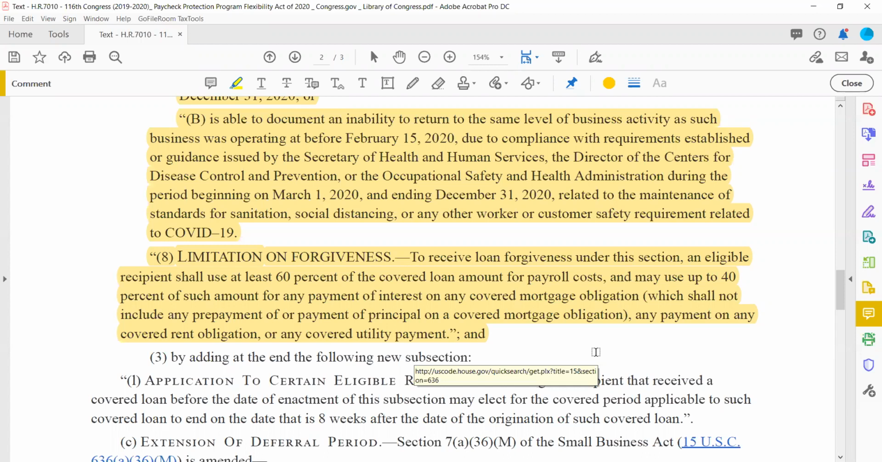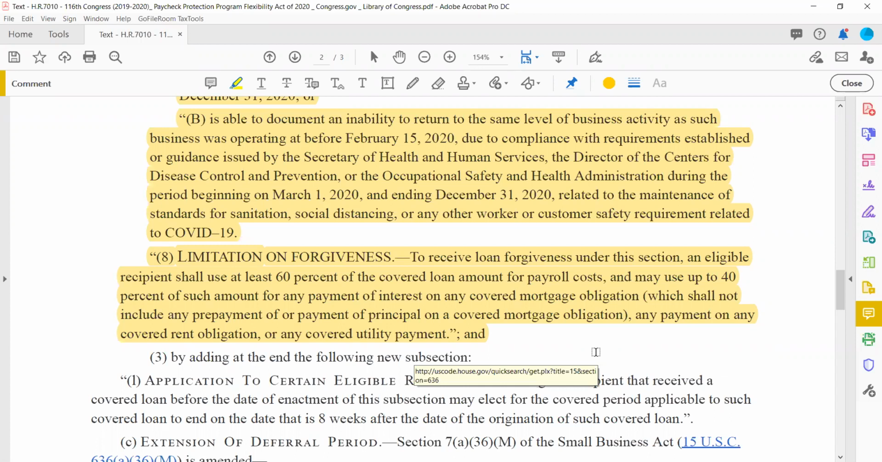I'll be honest, I'm not exactly sure if it's a cliff or not. Some people are saying it is. Some people are saying if you don't spend 60% or more on payroll, none of your loan is forgiven. Yeah, and I can see that interpretation, Bill. I mean, that's kind of how it reads, to receive loan forgiveness under this section. And so I'll throw it to you. Any comments on that?